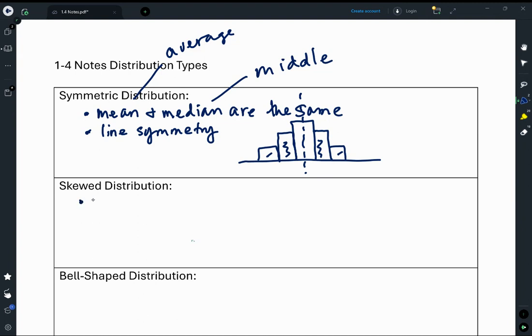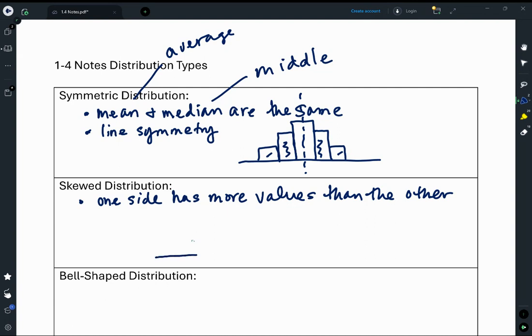If it's skewed, one side has more values than the other. So if it's skewed, you could have something like some bars on one side, and then maybe there are just like some little bars on the other side. So most of your data is over here. That's going to be skewed.